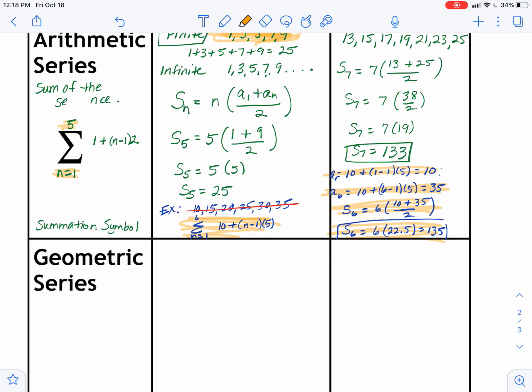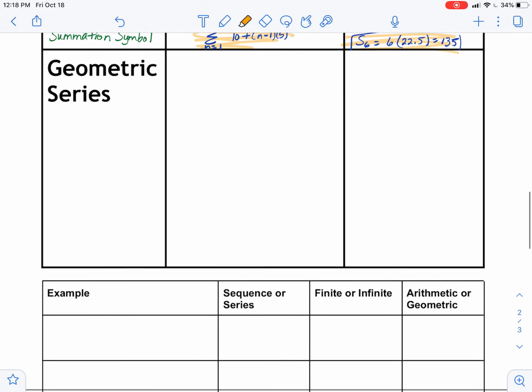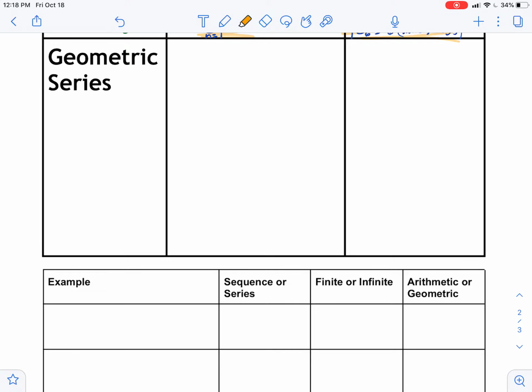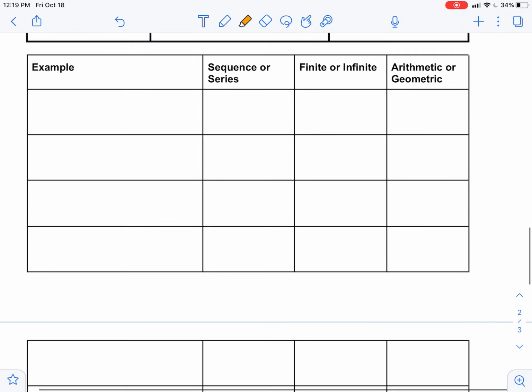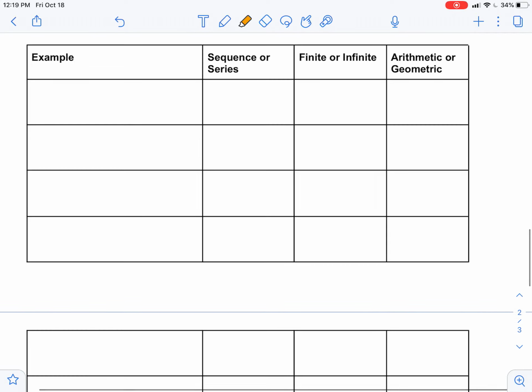So we're not going to talk about the geometric series just right now, but I'm going to give you some examples real quick on the next video, and then we'll work some more problems.